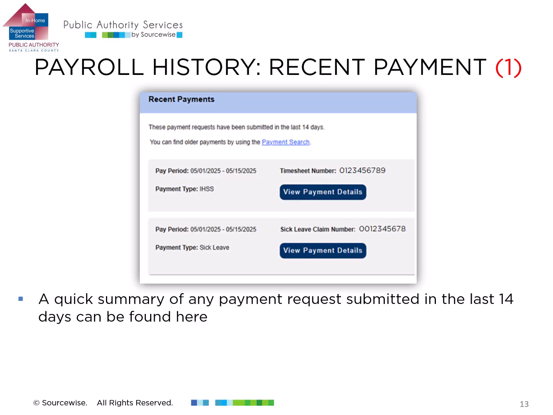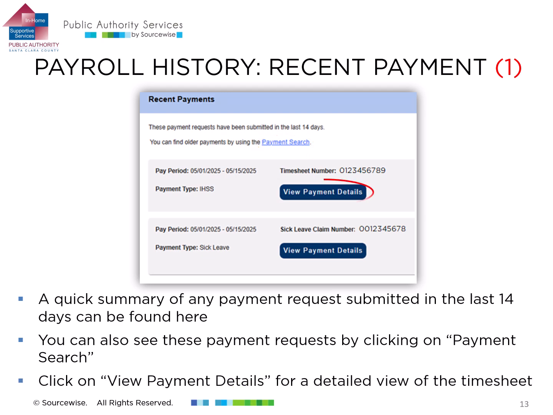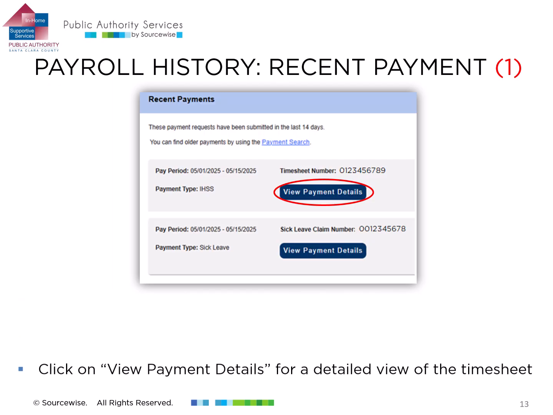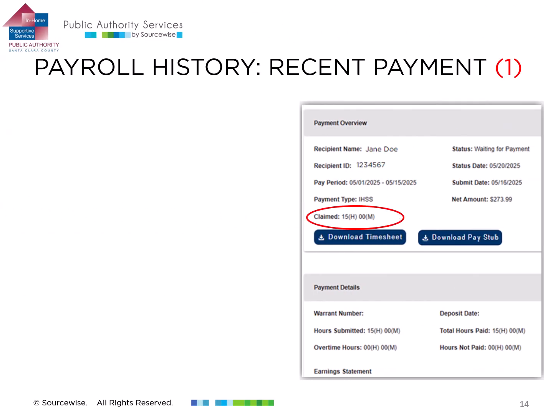Recent Payments will show a quick summary of your timesheet payment requests. You can also see these and older requests by clicking the blue Payment Search link here, or in the previous Payments drop-down menu. For a detailed look at recent payments, click on the View Payment Details button. The payment details will list the number of hours you submitted for that pay period for that recipient, as well as the status of that request.